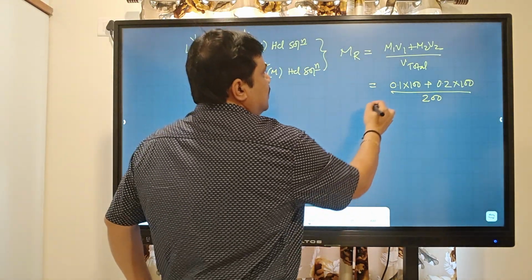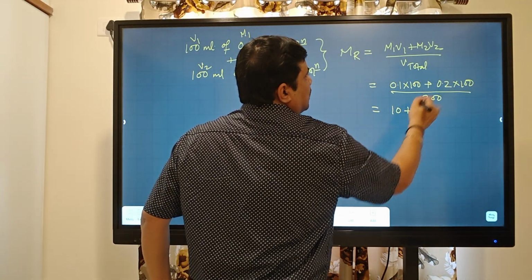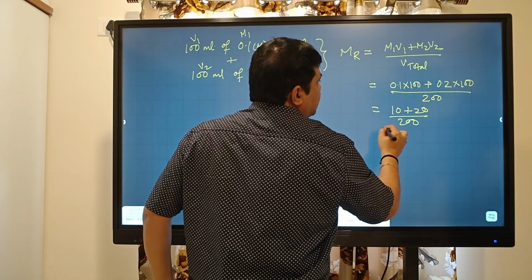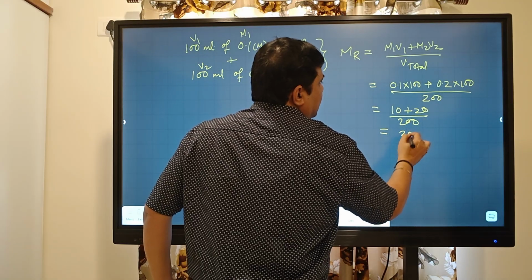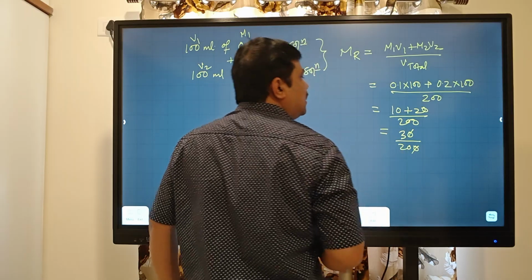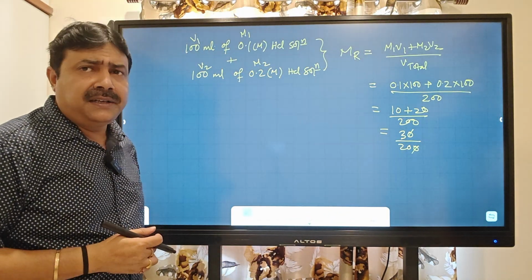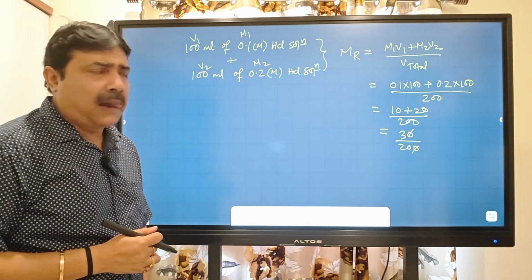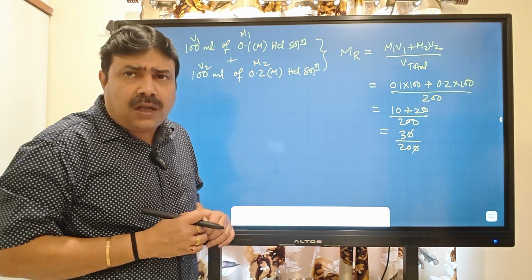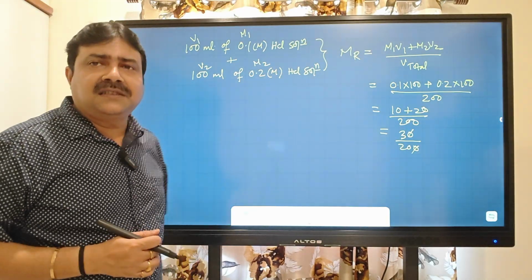Now you look, immediately you are getting 10 plus 20 by 200, which is nothing but 30 by 200, which is nothing but 3 by 20. After that, simplifications you can do. This is your resultant molarity. Okay? Some students are thinking, sir, here you are not converting the volume to liters. You look at here, what a fantastic thing is happening.